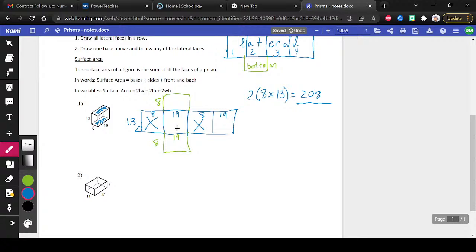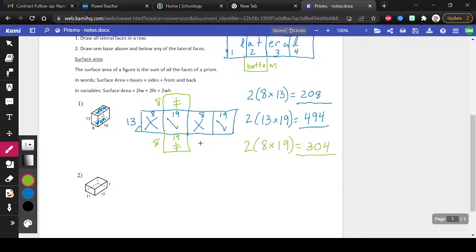Then we come back here, we got 13 by 19, and we also have a 13 by 19 there. So we've got two 13 by 19s. So we can go 2 times 13 times 19, and that's 494. Last but not least, we've got this guy up here, and this guy down here. And those are both 8 by 19, and since there's two of them, we'll multiply both of them by 2. So we go 2 times 8 times 19, which gives us 304.